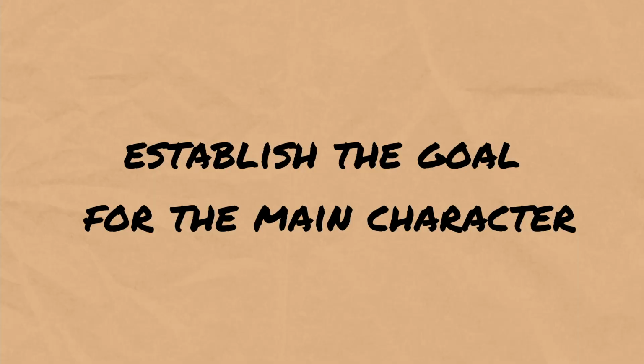The main character is what the readers and the viewers have to see for the majority of the series, and if the character is boring and uninteresting, then the story will suffer from that. Tip number 1 is to establish the goal for the main character.